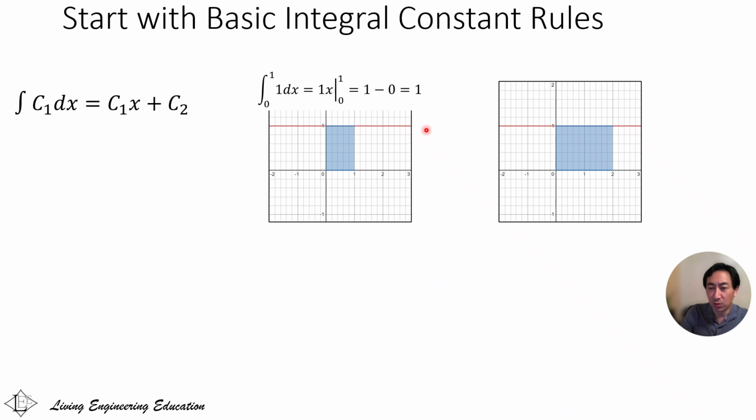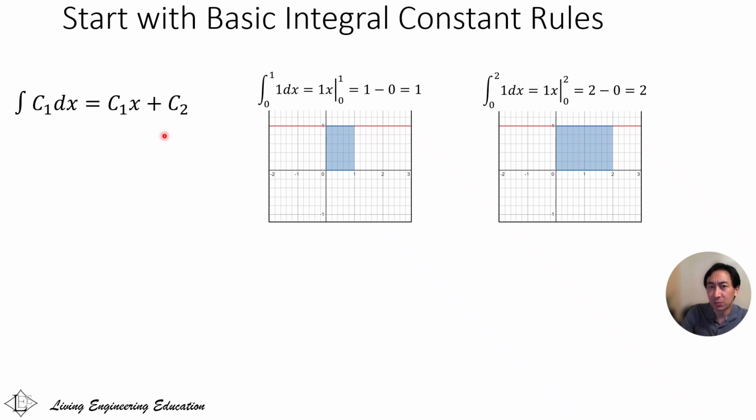If I change my integral to go from 0 to 2, and still have the same function 1x, so all that's changed is my limits. So now if I plug in the upper limit 2, and my lower limit is still 0, so 2 minus 0 is equal to 2. And again, we can check the area in the shaded region, right? So the width here is 2, the height here is 1, 2 times 1 is equal to 2.